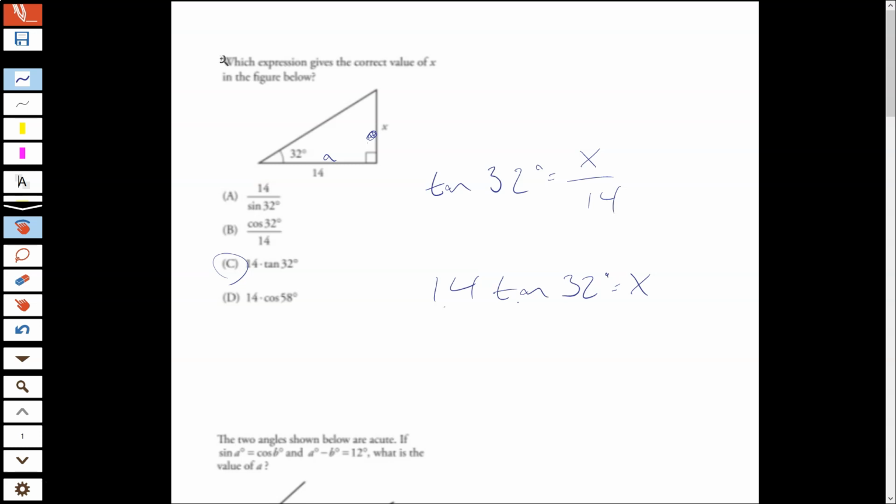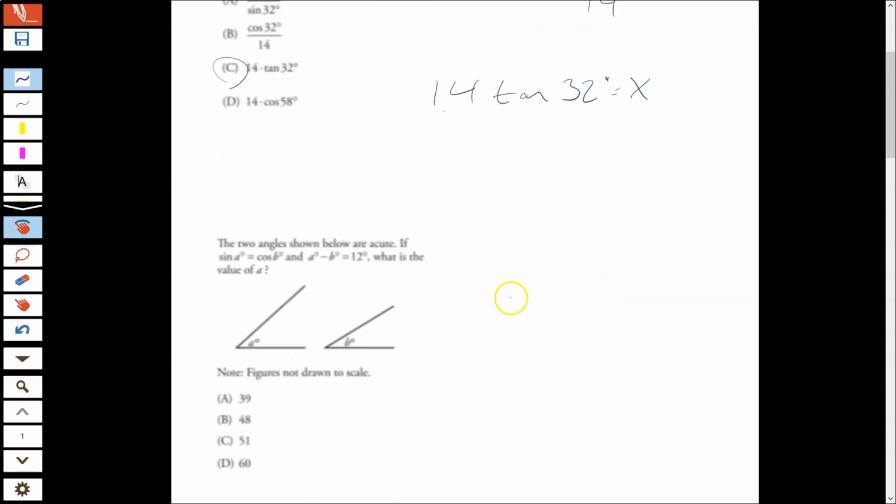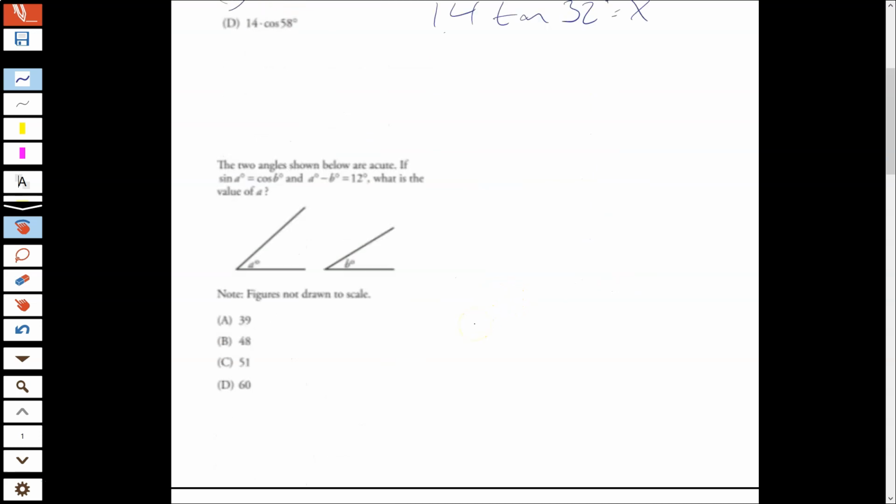Okay, so we went from the easiest problem on here in number 1 to probably the hardest problem on here, number 2. This is kind of an SAT style problem, but it's even harder than the version of this problem that tends to show up in the SAT.